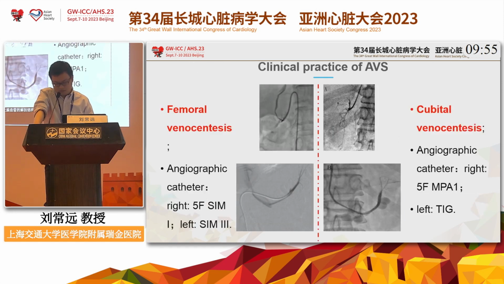In clinic, there are now two approaches. One is from femoral venipuncture, the other is from cubital venipuncture. Professor John's team first reported the cubital venipuncture in the world. The success rate of AVS from cubital was about 86.7% and it is widely used in China.